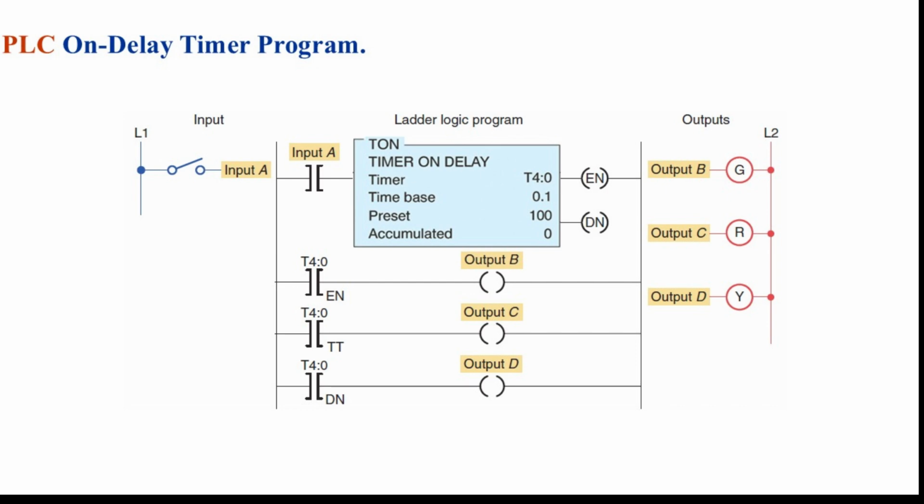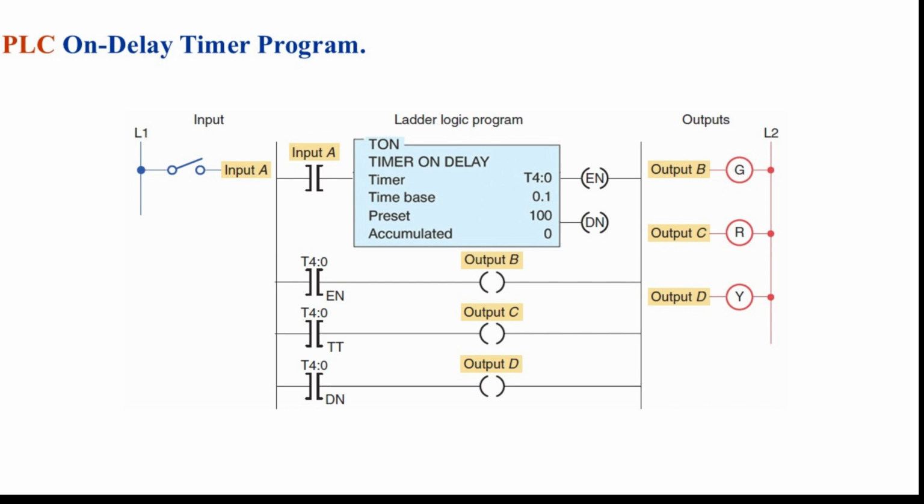On the right side of the diagram, you can see 3 outputs connected to these bits. When the enable bit is on, output B turns on. When the timer timing bit is on, output C turns on. And when the done bit is on, output D turns on. In this example, each output could control a light. The green light shows the timer is enabled. The red light shows the timer is timing. And the yellow light shows the timer has finished. This example demonstrates how the three internal status bits, enable, timer timing, and done, can be used to control different outputs during the timing cycle.